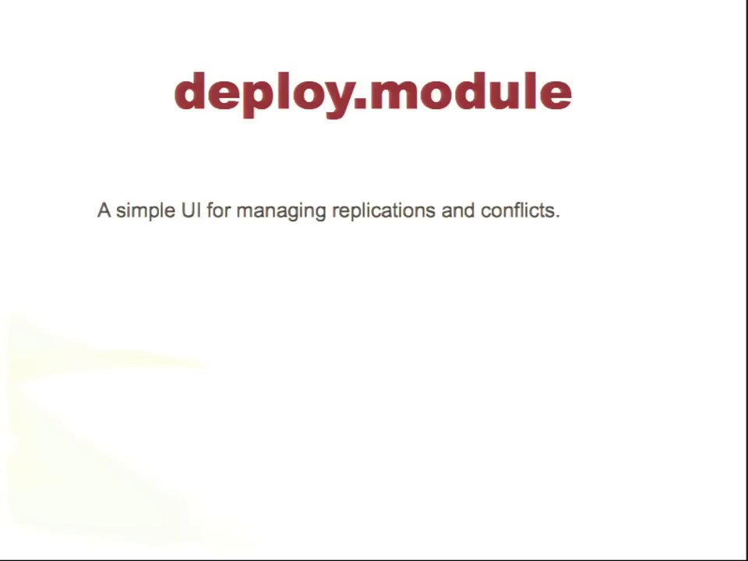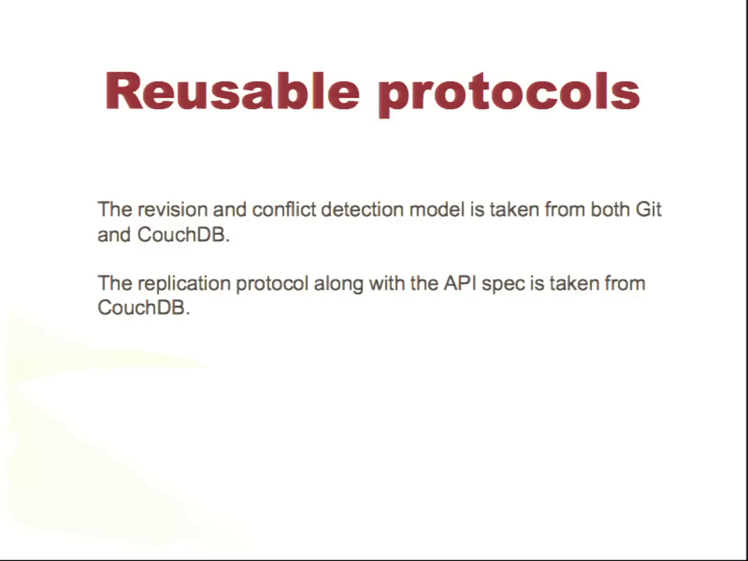So that's basically the stack of modules that we're going to use to build all of these various solutions that we covered. And I'm going to spend a little bit of time to talk about some reusable protocols here. As I said, the revision and the conflict detection module is taken from Git, how Git is doing it, and also from CouchDB. They do something very similar here in pushing content around various nodes. We're not using CouchDB in any way. We're just sort of reusing the ideas here.